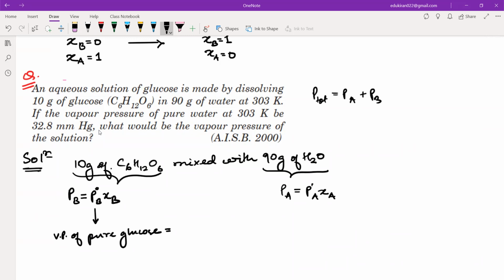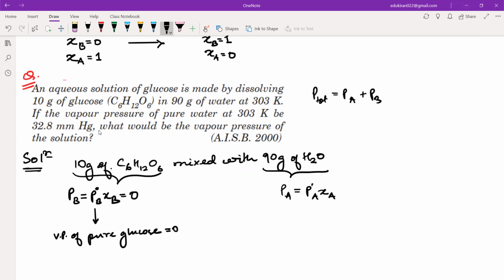All of you have seen glucose, yes or no? Does it evaporate? No, right? It is a solid. So the vapor pressure of pure glucose is equal to 0, and hence this P B will also be equal to 0.